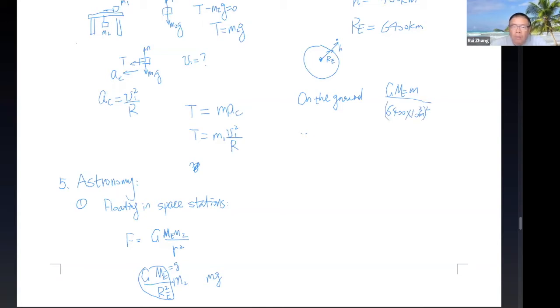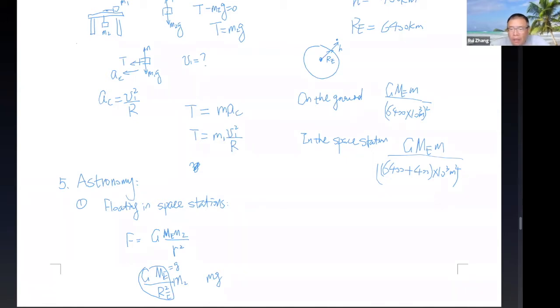Well, in the space station, you have G, ME, M over this amount, 6,400 plus 400, okay? Times 10 to the third meters squared. So basically this is 6,400 squared, times 10 to the third. This is 6,800, okay? So you see that your gravity is smaller, but by a really small factor, okay?